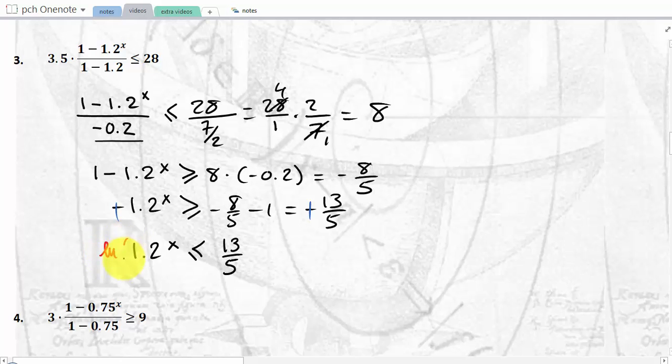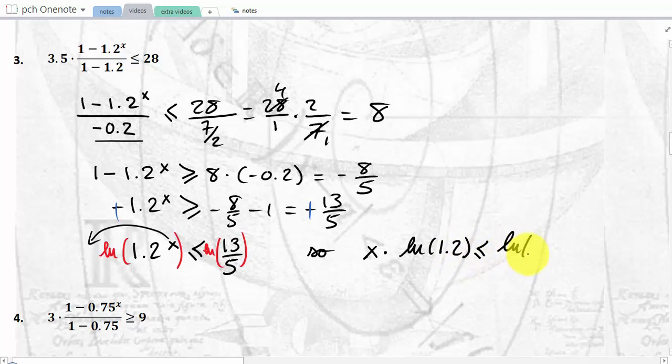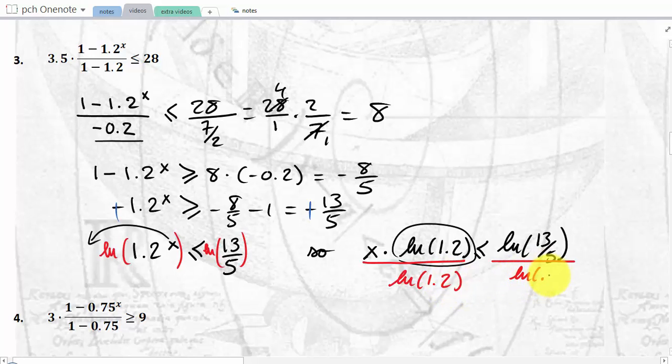And now what do you do? You apply ln on both sides, right? And you have now this x is going to go out right here, and so you have x times ln of 1.2 is smaller than ln of 13/5. And here I'm going to divide by ln of 1.2. Guys, be very, very careful with that step right here. You're dividing both sides of an inequality by a quantity. I'll write it. Normally I don't write it, but this time I'm going to write it. You got to make sure you know the sign of this quantity.